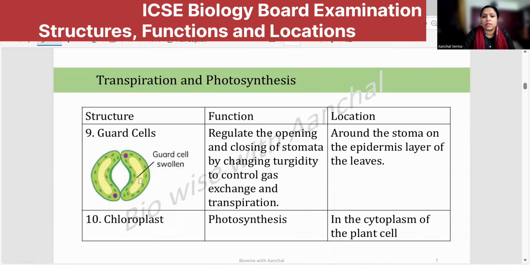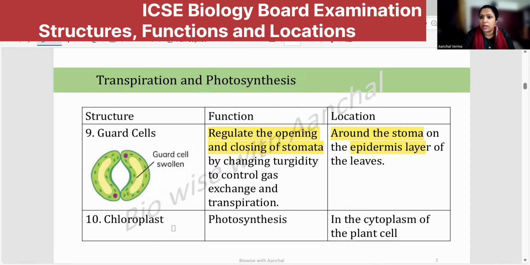Okay, these are called guard cells. Now, where are guard cells present? Around the stoma, on the epidermis surface of the leaf. And what does it do? It regulates the opening and closing of the stomata by changing the turgidity to control the gaseous exchange and transpiration. This is the complete answer.